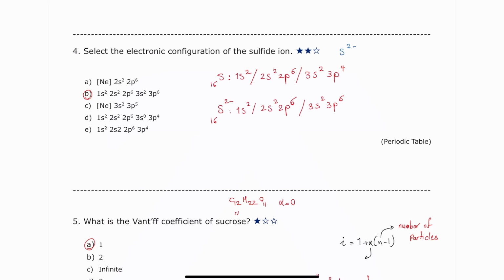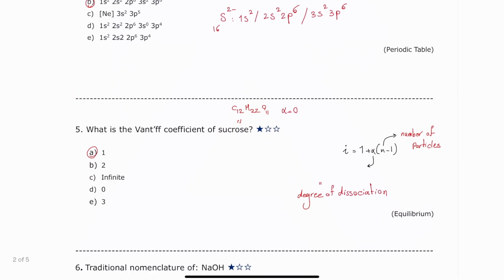And the important thing here is, where do we insert these 2 more electrons? The important thing is that we insert them from the most outer part. So the 2 more electrons would go and actually sit in 3p6. So this would be the electron configuration of the sulfide ion.